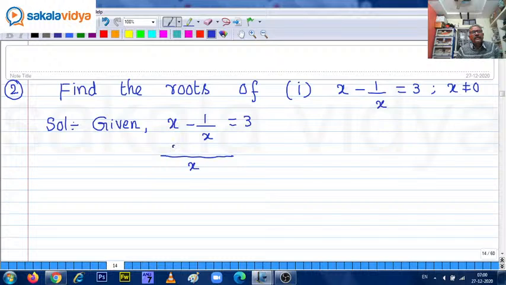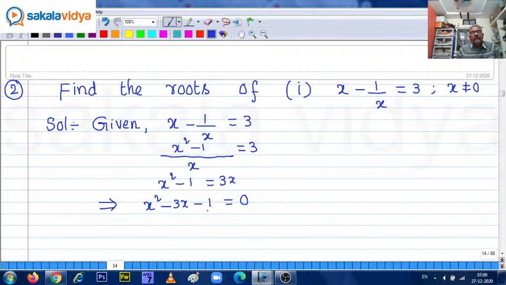Taking the LCM, x into x square, and minus 1 is equal to 3. Cross multiplication, we get x square minus 1 equal to 3x. Bring 3x this side, so x square minus 3x minus 1 equals to 0. Now here, the x square coefficient is 1 and the constant is minus 1; the product should be minus 1 and the sum should be negative 3.